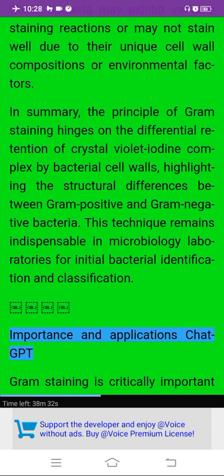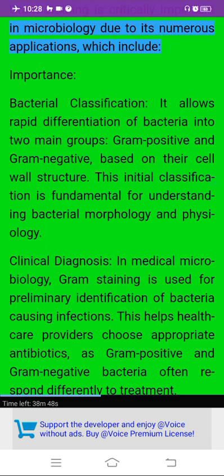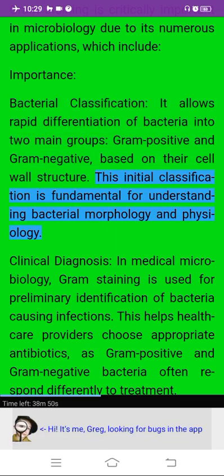Importance and applications. Gram staining is critically important in microbiology due to its numerous applications. Bacterial classification: it allows rapid differentiation of bacteria into two main groups, gram-positive and gram-negative, based on their cell wall structure. This initial classification is fundamental for understanding bacterial morphology and physiology.